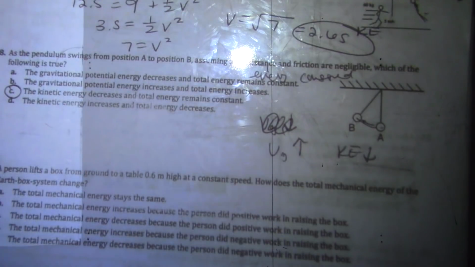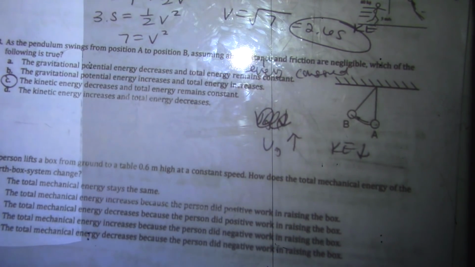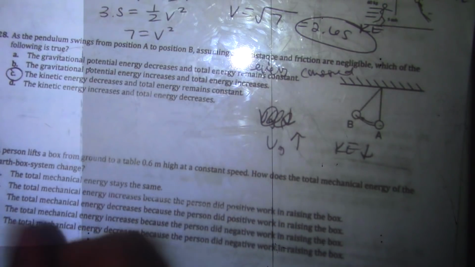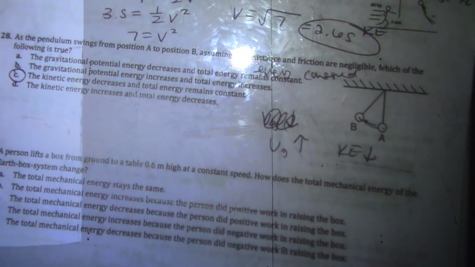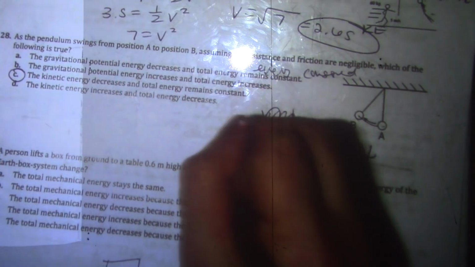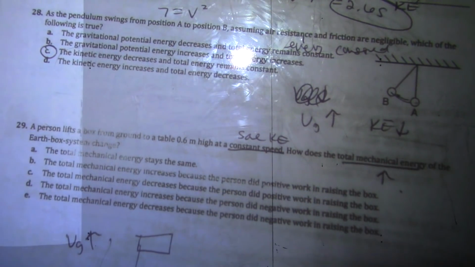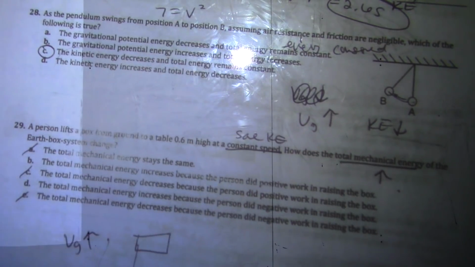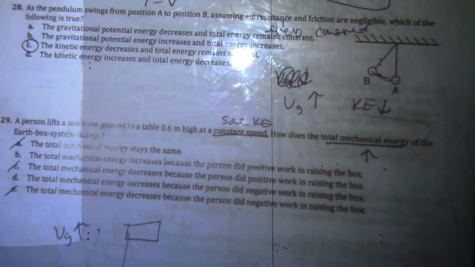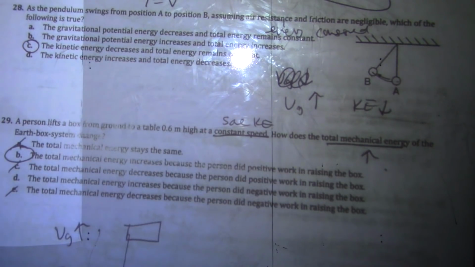A person lifts a box from the ground to a table 0.6 meters high at a constant speed. How does the total mechanical energy of the Earth-box system change? If you have it on the table and I move it up at a constant speed, you're keeping the same kinetic energy. But see how your potential energy just increased? If one energy stays the same and the other one increased, that means overall your total energy increased. So we're between B and D. Now we would have energy increasing if there was positive work done, energy put into the system, so B makes sense. Negative work would be taking energy away.